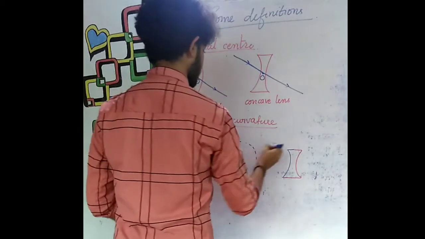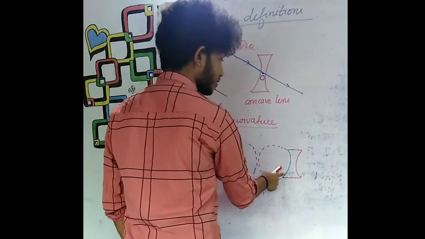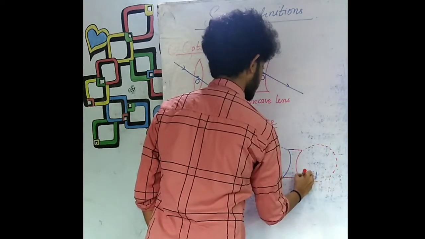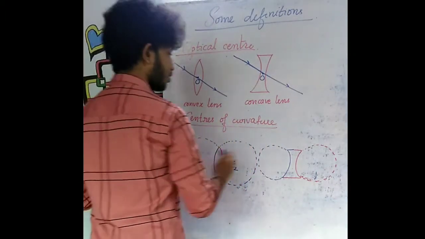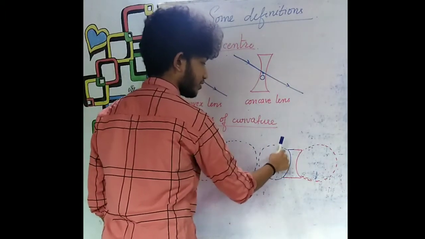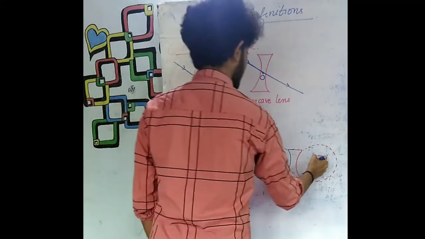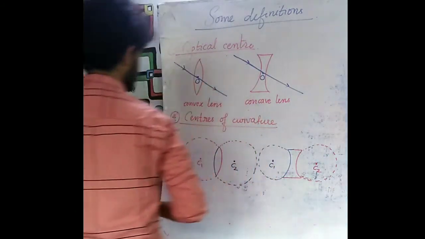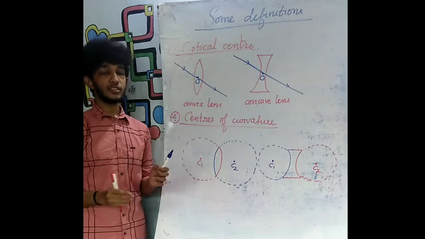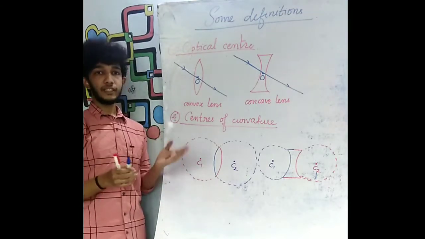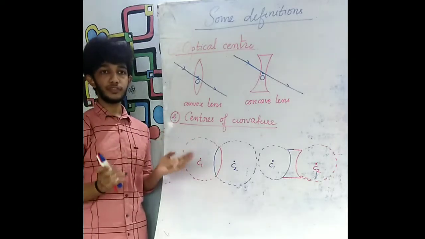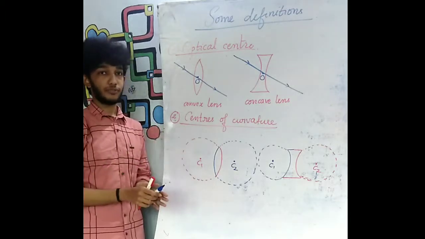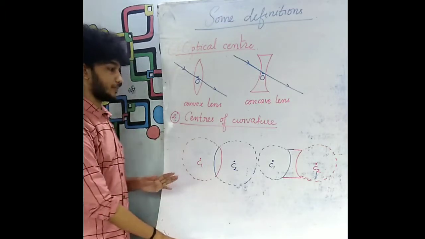Similarly, in the case of a concave lens, this spherical surface will be a part of the blue sphere and the red spherical surface will be a part of a red sphere. The center of the blue sphere is known as the center of curvature of the blue spherical surface and the center of the red sphere is known as the center of curvature of the red spherical surface. So what are the centers of curvature? Centers of curvature are the centers of the two spheres of which the two spherical surfaces of the lens are a part. That is centers of curvature.